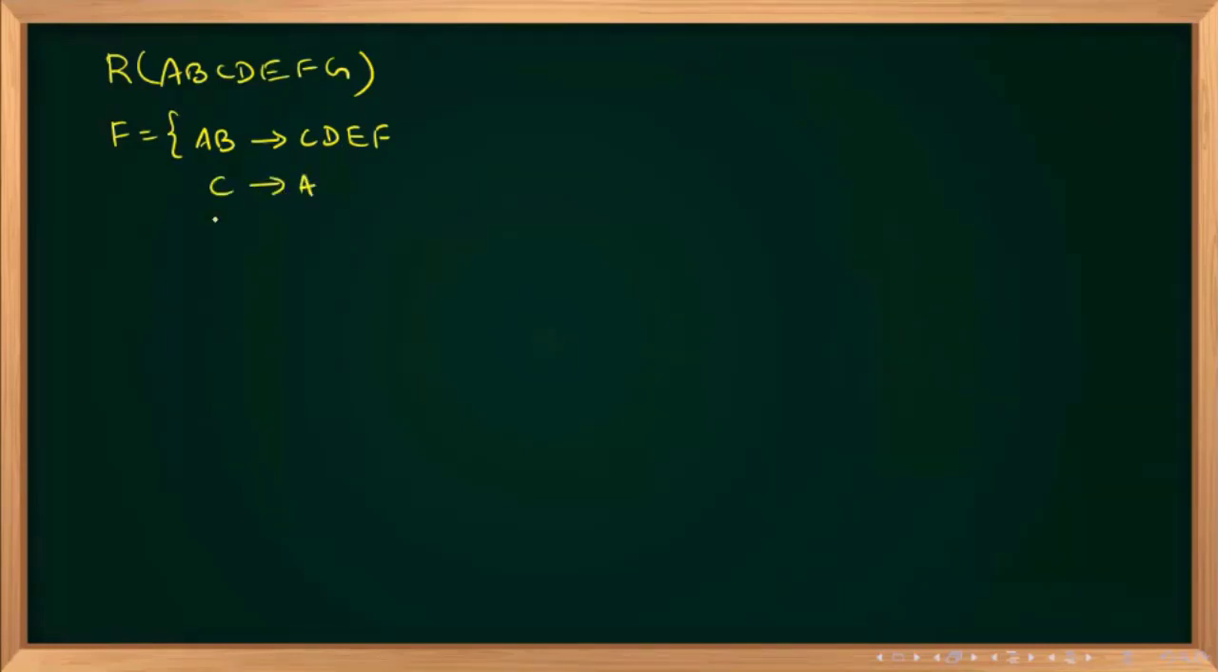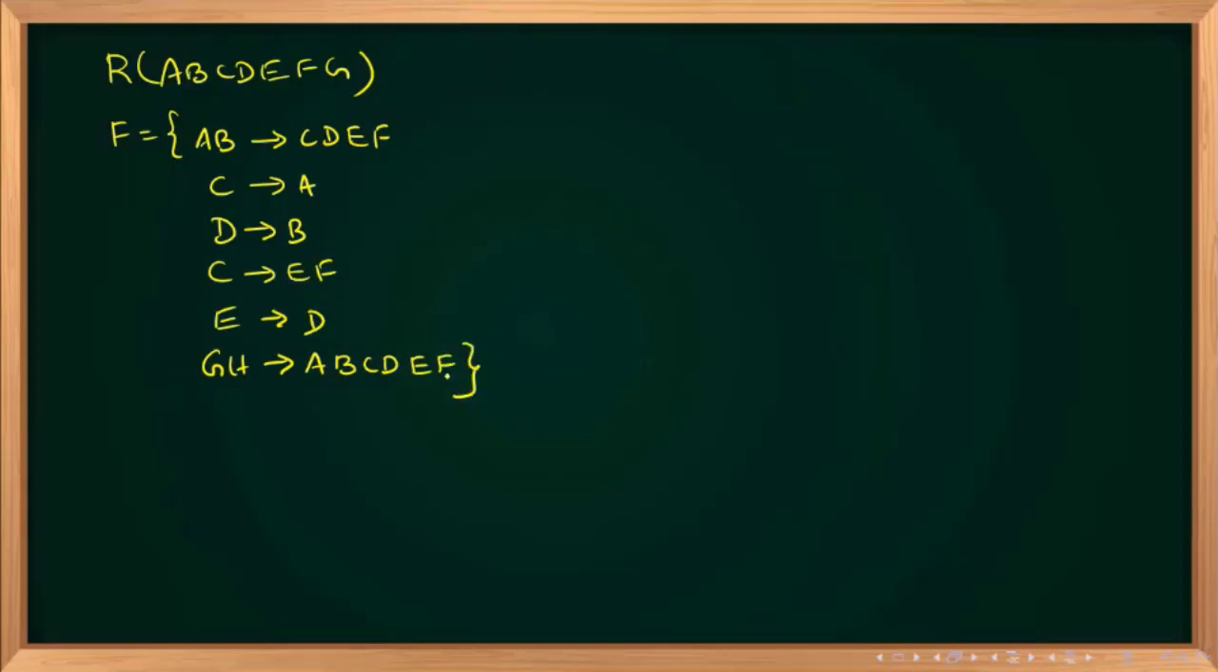Relation R(A, B, C, D, E, F, G, H). The functional dependencies: A, B determine C, D, E, F; C determines A; D determines B; C determines E, F; E determines D, G; H determines A, B, C, D, E, F. That is, A B to C D E F, C to A, D to B, C to E F, E to D G, and H gives A B C D E F.